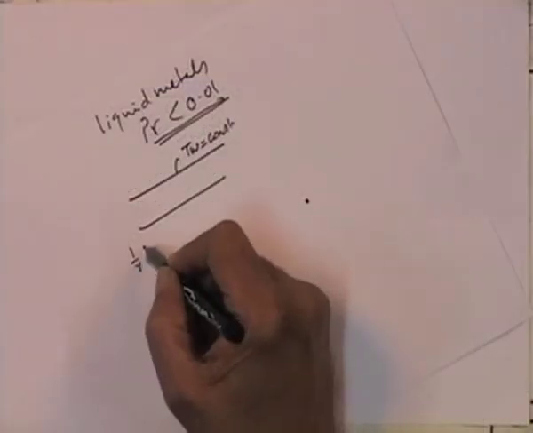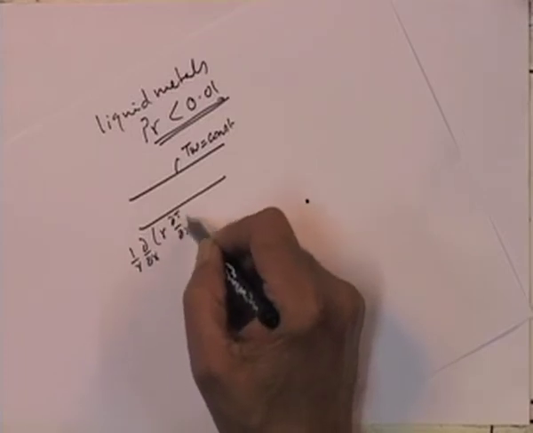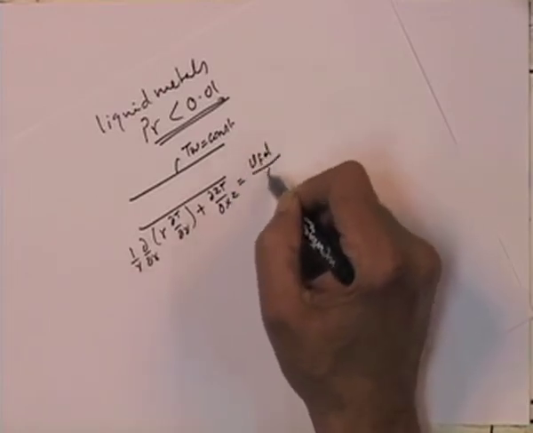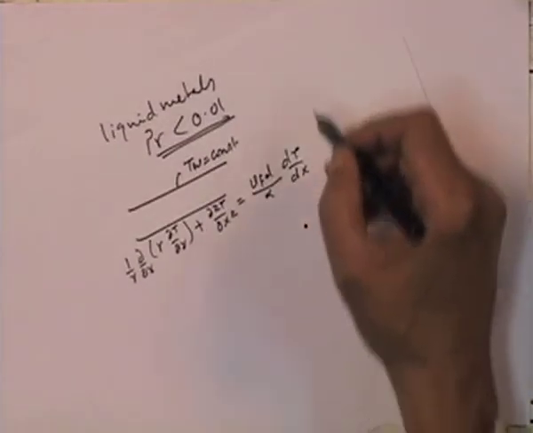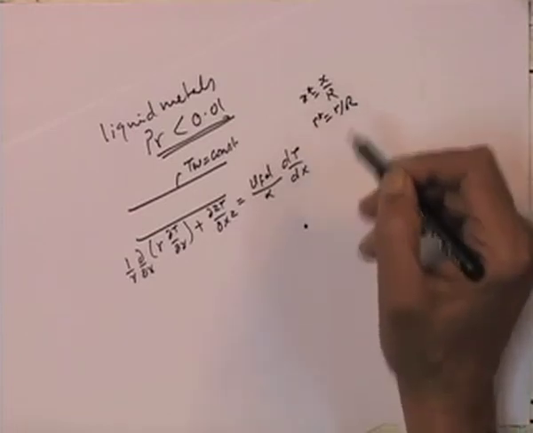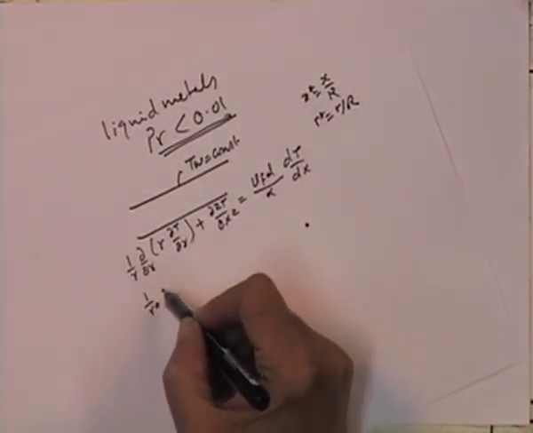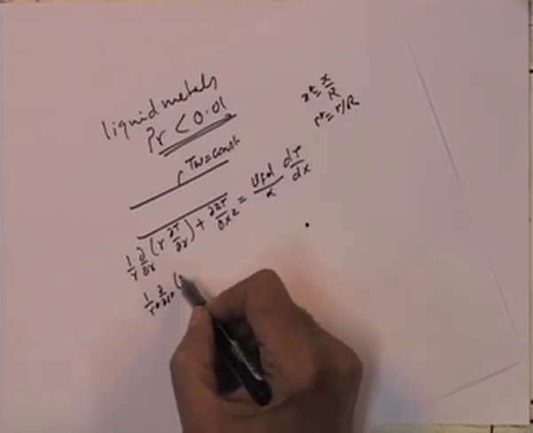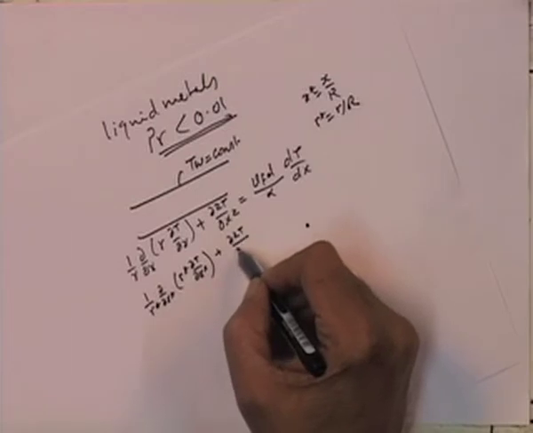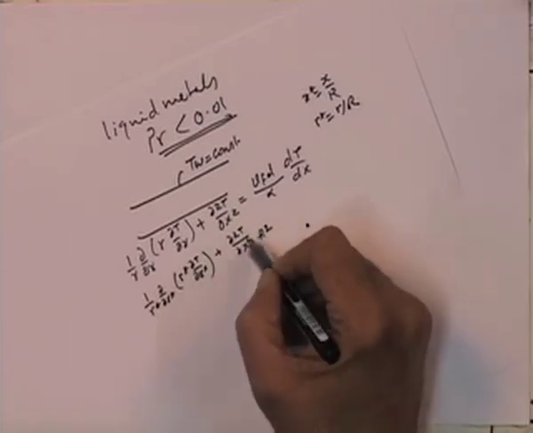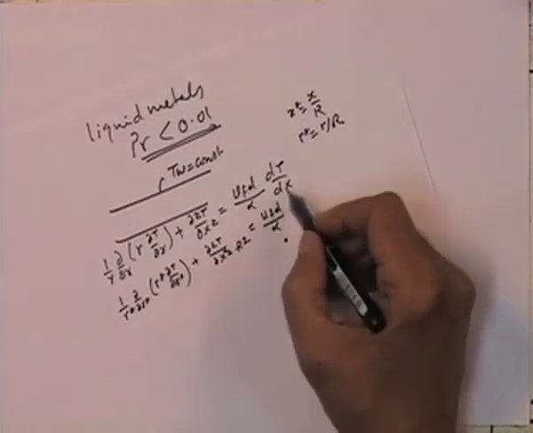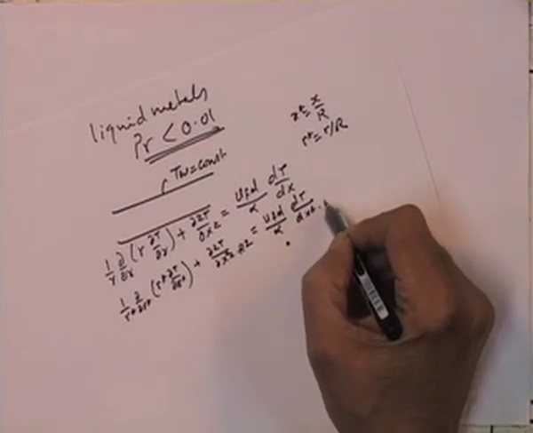So, the governing equation is 1 over r d by dr of r dT by dr plus d2T by dx square equal to u_fd divided by alpha dT by dx. Now, if I define x star is equal to x by R and r star is equal to r by R, then you will notice that this will become simply 1 over r star d by dr star of r star dT by dr star plus d2T by dx star square, equal to u_fd by alpha dT by dx star into R.